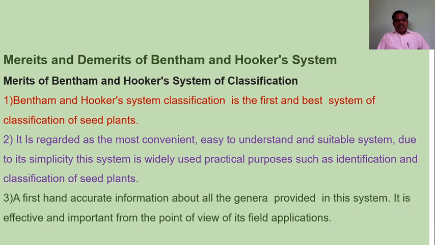One more thing, first-hand accurate information about all the genera is provided in this system. What does that mean? It means maximum information: morphological characters and anatomical characters are also considered in this system and provided for the scientist. So it is effective and important from the point of view of field application especially.